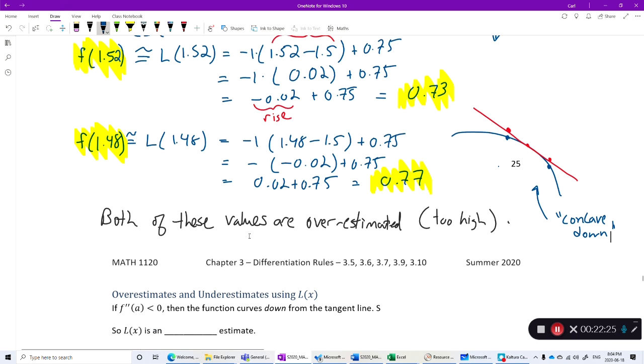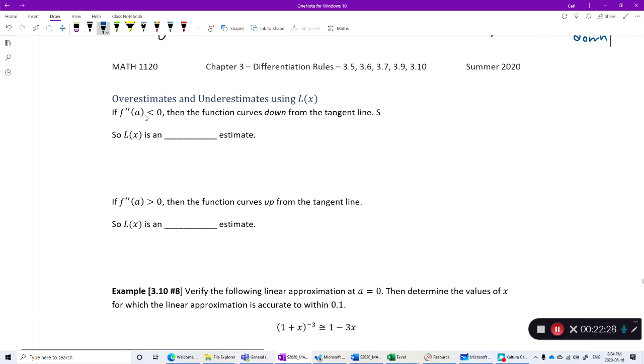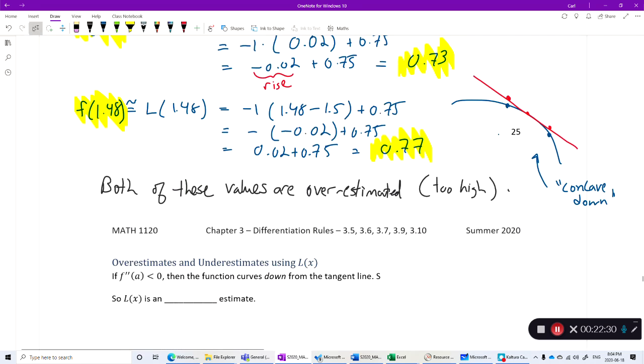Okay, so we can actually formalize that a little bit. And I have to point this out. This is new. We're going to say something new here. When is a function concave down? It's concave down if the second derivative is negative. Think about this for a second. When the first derivative is negative, it means the function is decreasing. When the second derivative is negative, it means the slope is decreasing.